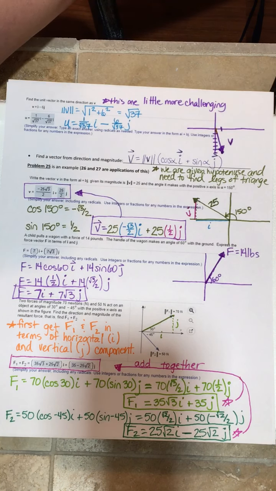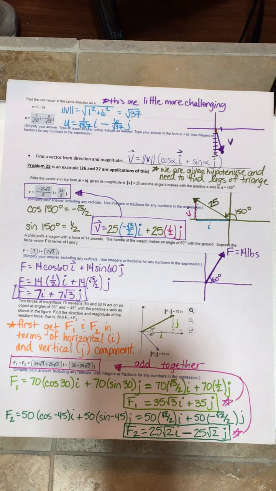Now we're going to go in the opposite direction. We're going to find a vector from a direction and a magnitude. These are probably the most challenging, but the most useful problems.